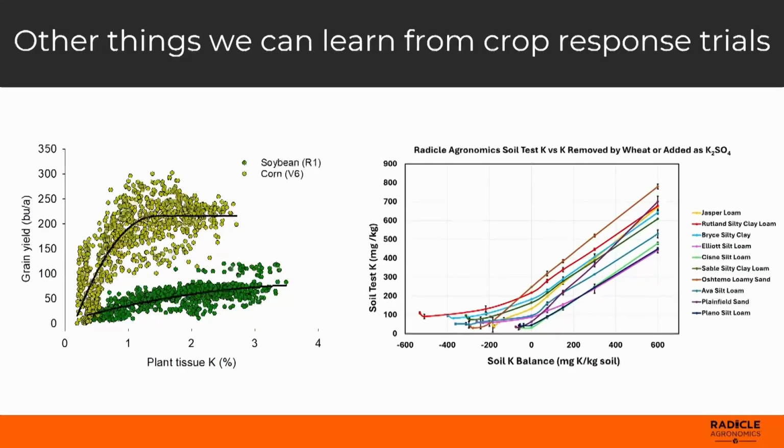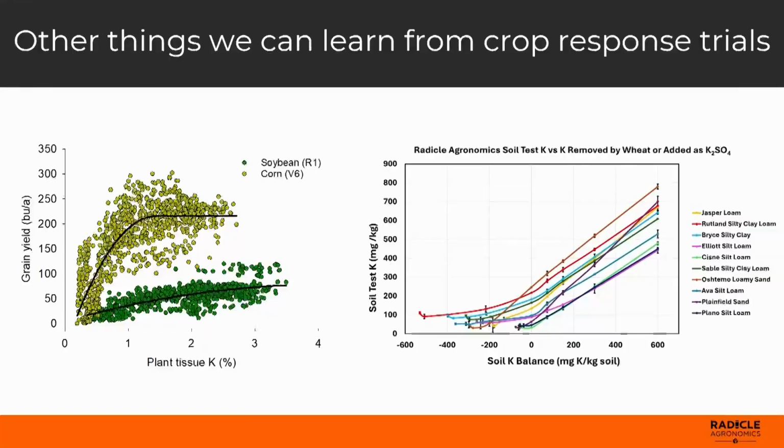Another thing you can learn is from the greenhouse trials that we're conducting. This is just a small smattering of data here. If you look at this graph, on the right side is where we're adding fertilizer and incubating the soil. And on the left side, where the numbers are negative, that's where we're taking that soil, supplying it with everything it needs except for potassium, and then cropping it out and looking at the soil test changes with crop removal. And the slope of those lines is what's called the buffer capacity, right? It's the inverse slope of this, but still it's the slope.